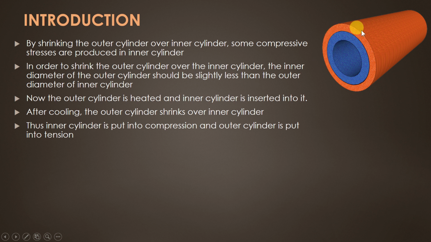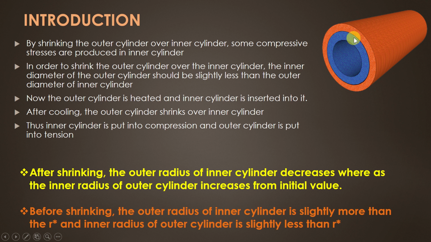Then how will you insert it? By heating, right? So the outside cylinder will be heated up. Then what will happen? It will expand. Then the inner cylinder will be inserted into it. After cooling, this outer cylinder will tightly hold the inner cylinder, and they will act as a single unit, a compound cylinder. That is how the process goes on. But I said it will be slightly less than, but how much is that? That is called the necessary difference in radii for shrinkage.